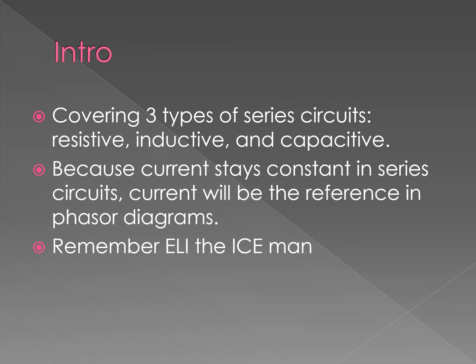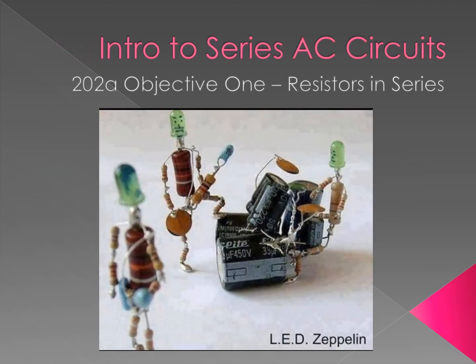One thing we should remember is the fact that current is constant inside a series circuit. So when we look at our phasor diagrams, we'll find our current on our reference line. And also, remember, since we're going to be looking at inductive and capacitive circuits, we need to remember that inductive circuits are lagging circuits, capacitive circuits are leading circuits, and we need to represent those in our phasor diagrams as well. Let's start by reviewing series resistive circuits.